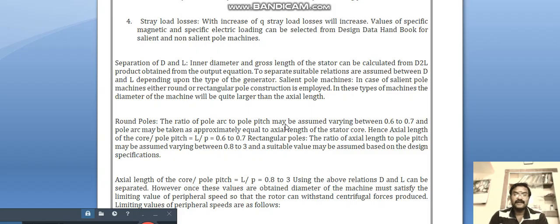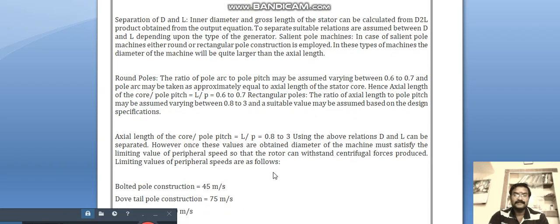Rectangular poles: the ratio of axial length to pole pitch may be assumed to vary between 0.8 to 3, and a suitable value may be assumed based on the designer's specifications. The axial length of the core per pole pitch, L by tau, is equal to 0.8 to 3. Using the above relations, D and L can be separated.